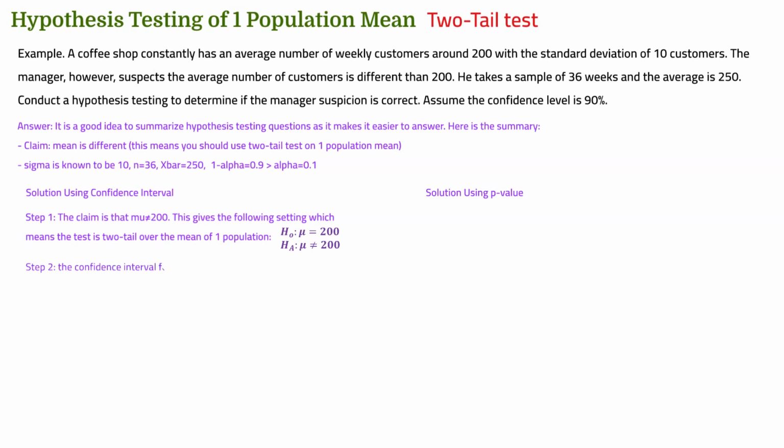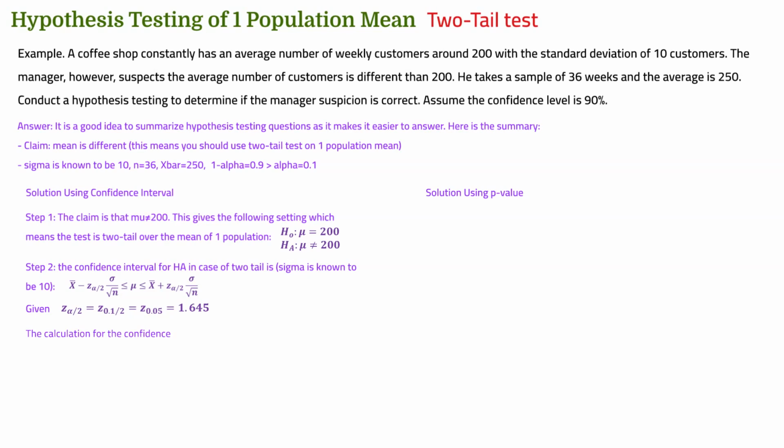Step 2, the confidence interval for HA in case of two-tail, where sigma is known to be 10, is: x bar minus z alpha divided by 2 times sigma over square root of n as lower bound, and plus z alpha divided by 2 times sigma over square root of n as upper bound. Z alpha divided by 2 is z 0.1 divided by 2, z of 0.05, which is 1.645 using Google Sheet.